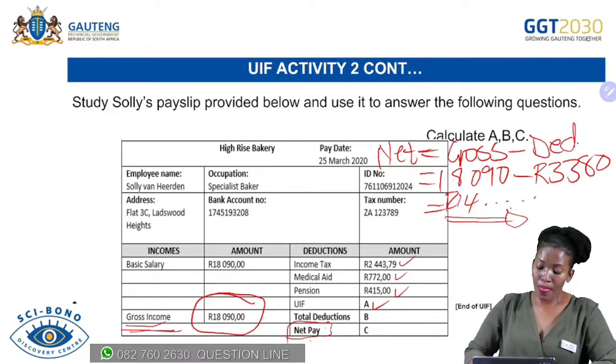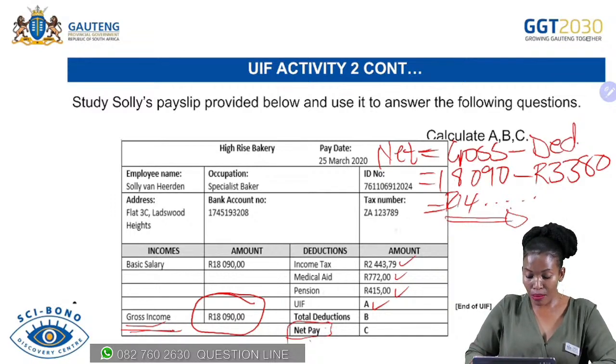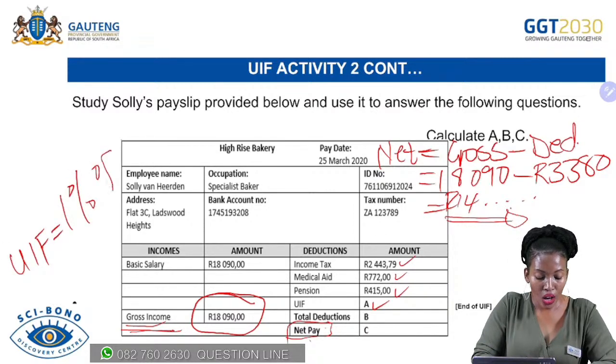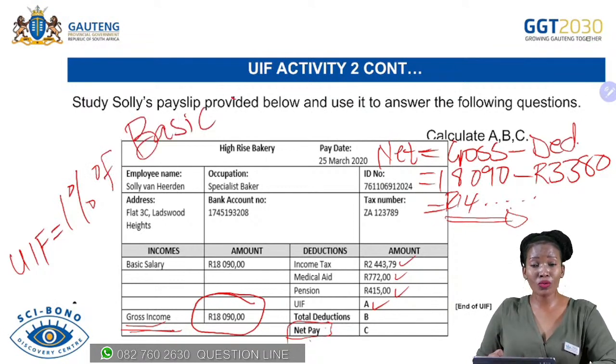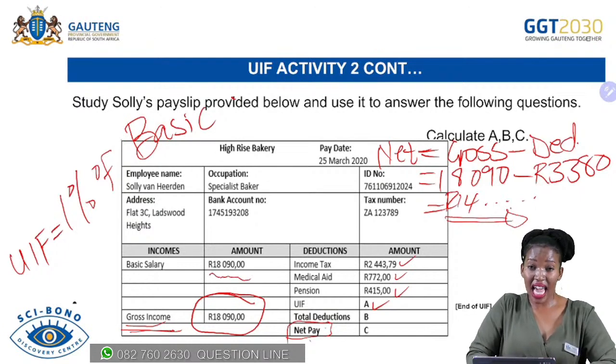Someone was asking, how do we calculate UIF? UIF, girls and boys, it is always 1% of your basic. And in this case, what is our basic? Our basic is 18,090. So let us calculate it again.